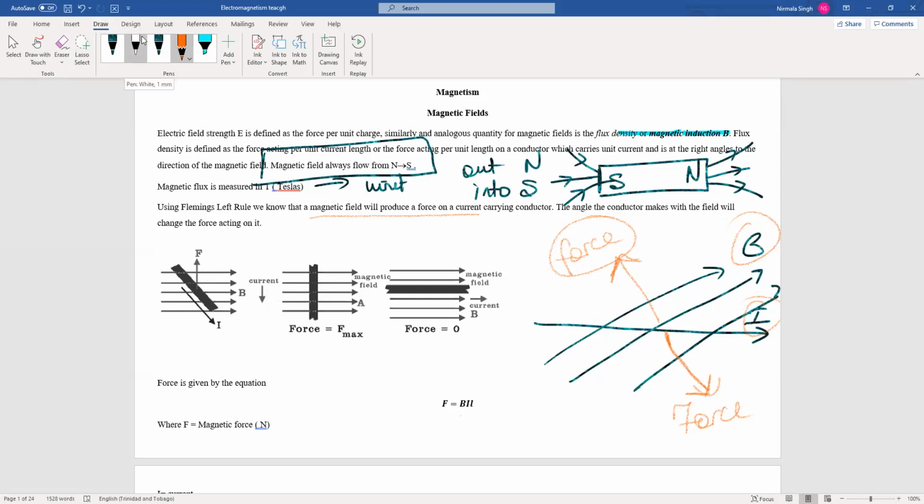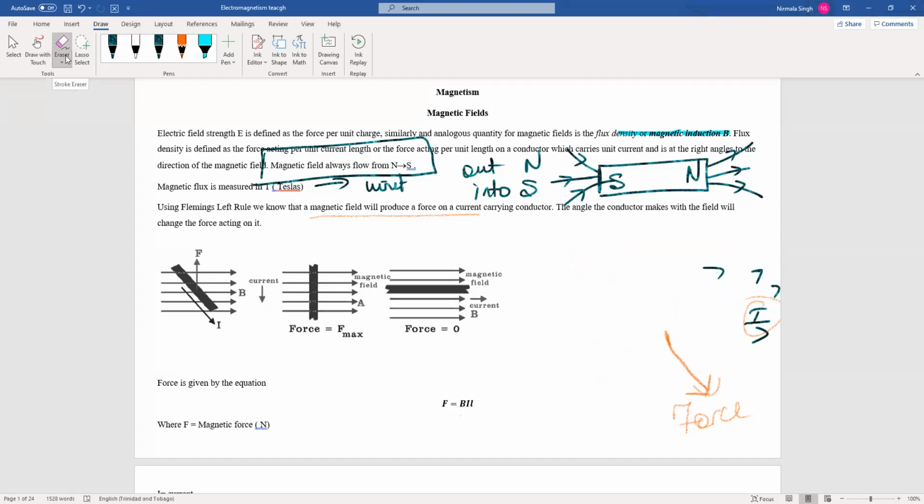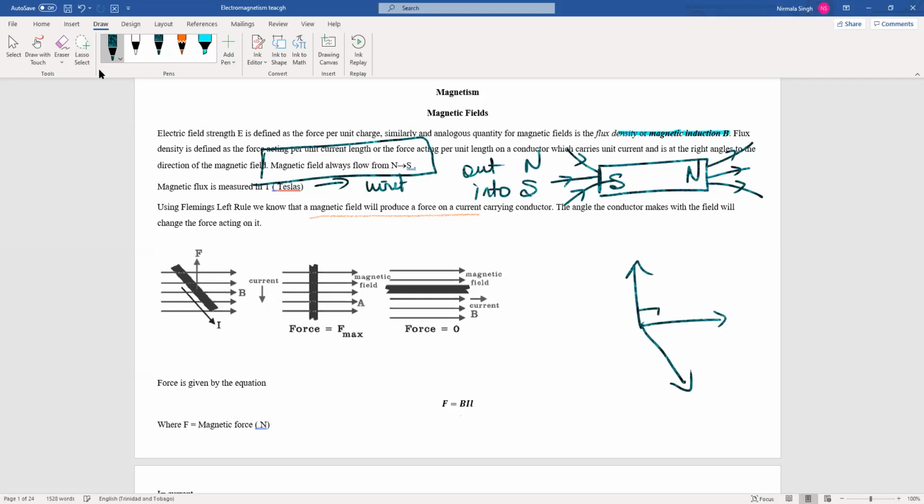The angle the conductor makes with the field will change the force acting on it. So this is where we're going to have a little bit more detail when we look at how Fleming's left-hand rule works. At CSEC, we just looked at the fact that it works. But please know that these must always be at right angles. All of your forces here, to get your maximum effect, must be at 90 degrees to have your maximum force exerted on a wire.